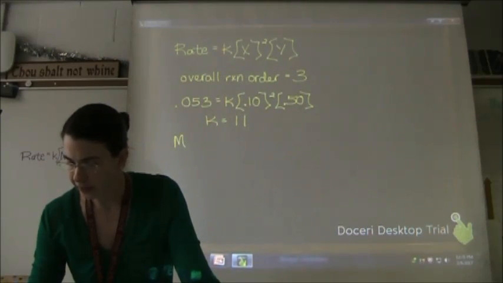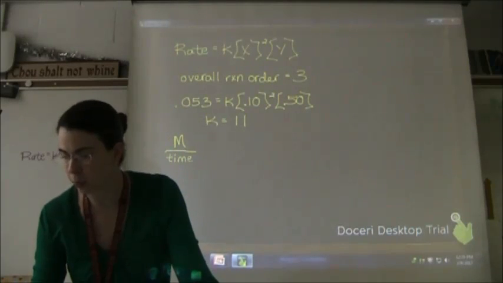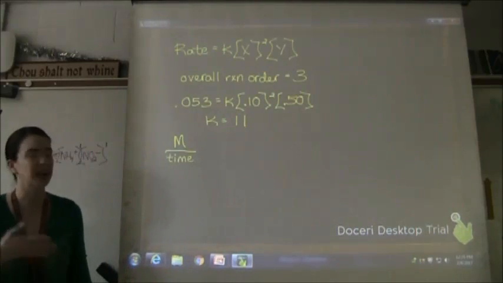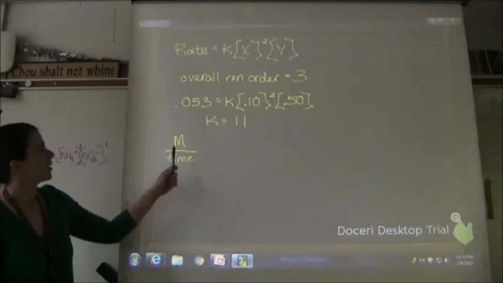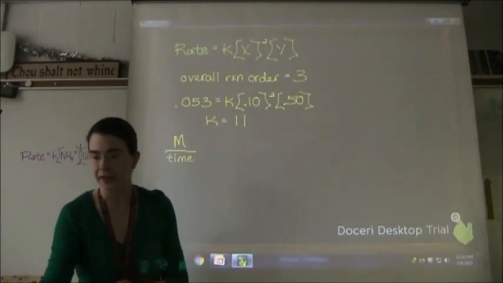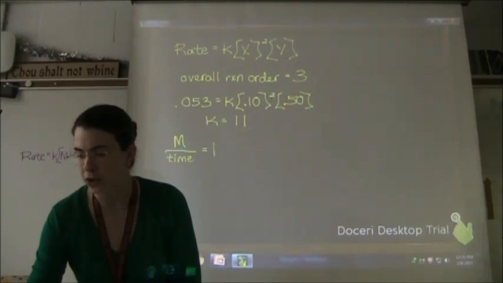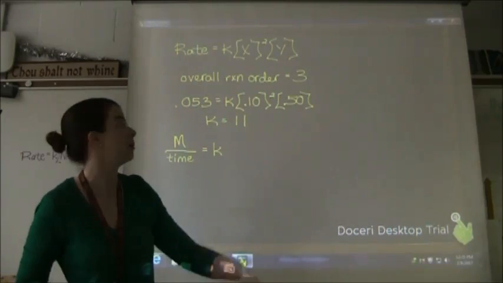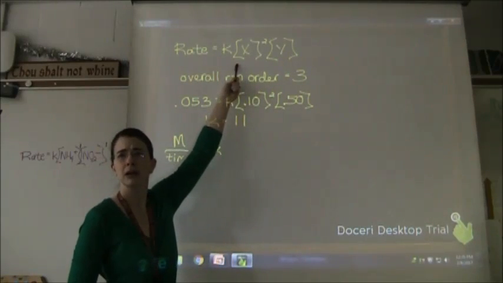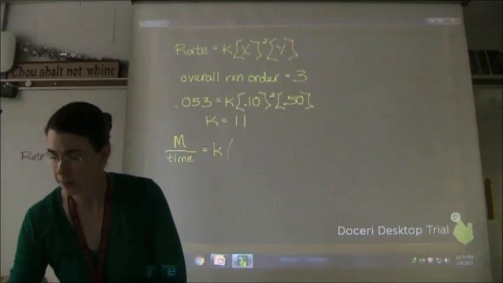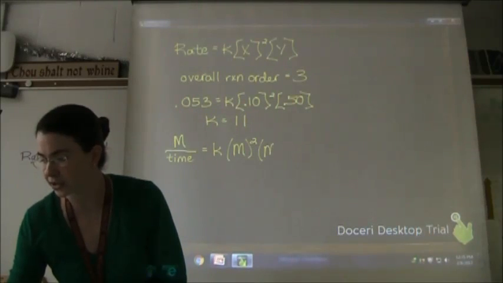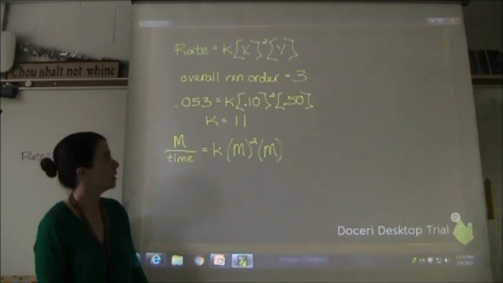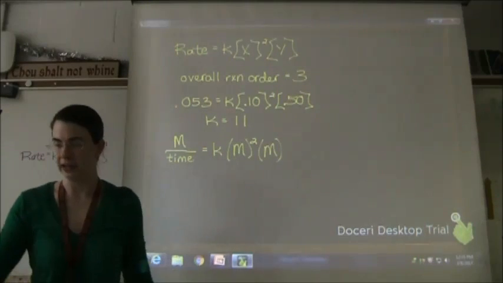And I'm going to write it like this: molarity per, and I'm just going to use the generic word time. It could be seconds, minutes, hours, fortnights, whatever. Okay? Molarity per time equals. I don't know the units for K, so I'm going to leave that as a variable. What do brackets mean? Molarity. Okay? This molarity is being squared, and then there's another one next to it to the first power. I'm just going to simplify that a little bit.